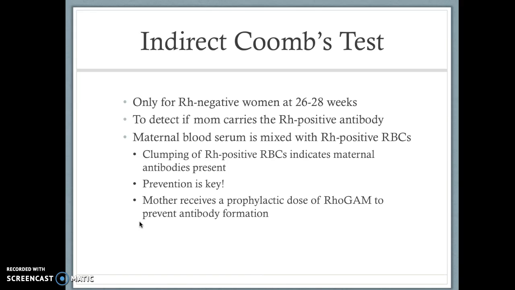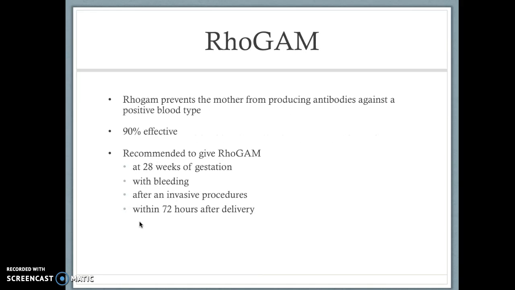And so in that case, if the Coombs test is negative, you want to prevent the mom from forming these antibodies. And so the mother receives a prophylactic dose of RhoGAM to prevent antibody formation. And this is the cloaking medicine Dr. JBT was talking about. RhoGAM prevents the mother from producing antibodies against the positive blood type.